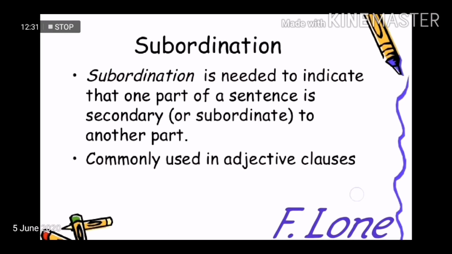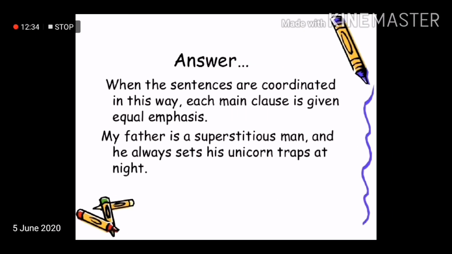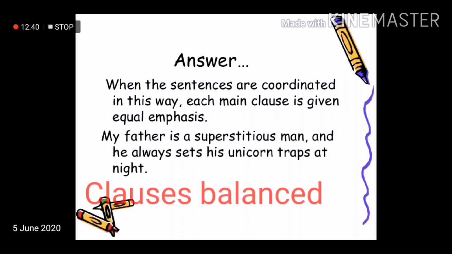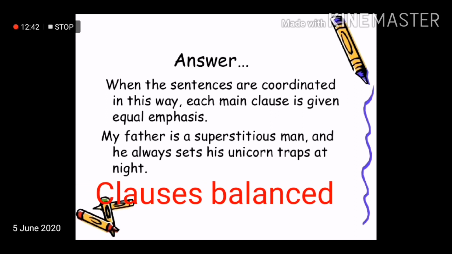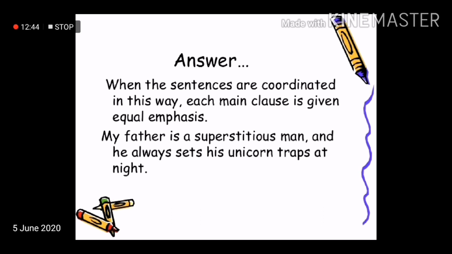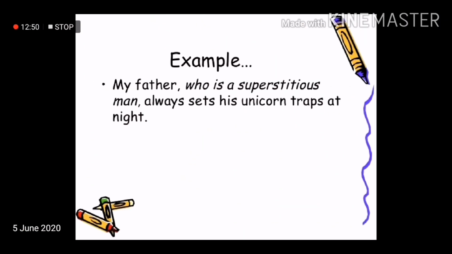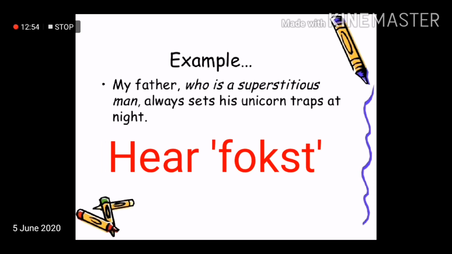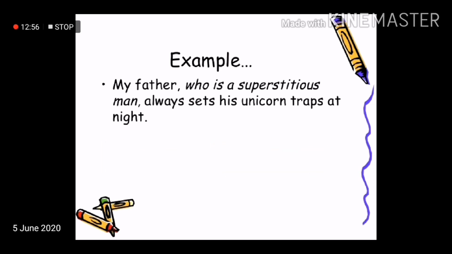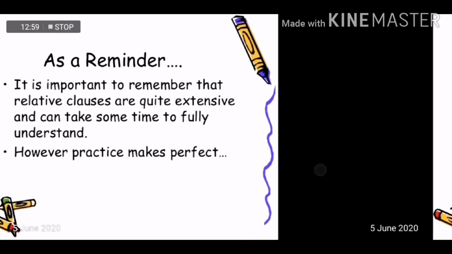यहाँ पे equal importance था. आप देखें यहाँ पे my father is a superstitious man and he always sets his unicorn traps. यहाँ पे balance हो रहा है. दोनों जो clauses हैं balance हैं. किसी पे कोई preference नहीं है, किसी पे कोई importance नहीं है, दोनों same है, दोनों बराबर है. और यहाँ पे जो दूसरा clause है वो ज़्यादा important दिख रहा है. Always sets his unicorn traps, because the sentence is more focused on the second part of the sentence, that is the second clause in the sentence.